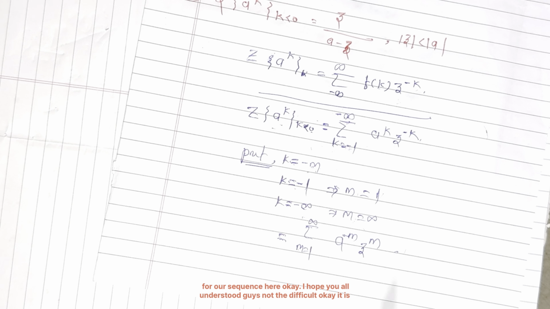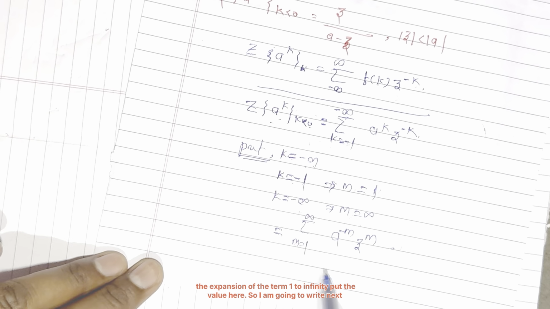I hope you all have understood, guys, it is not difficult. It is one of the easier ones, we just need to replace the value, as I want the limit over 1 to infinity, so we run the limit over positive values. So we go for the expansion of the term from 1 to infinity, putting the value here.